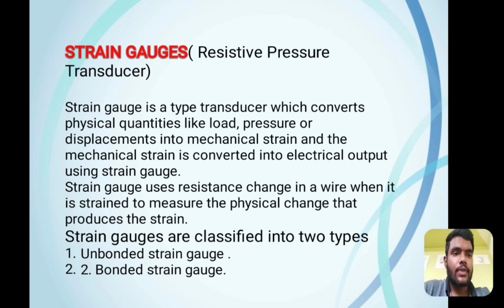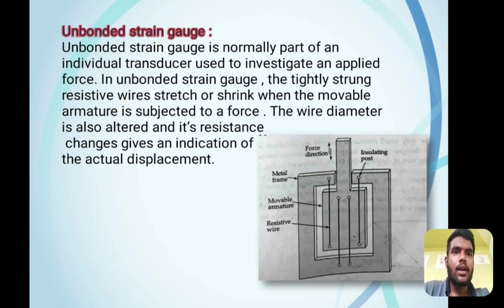Strain gauges are classified into two types: unbonded strain gauge and bonded strain gauge. Unbonded strain gauge is normally part of an individual transducer used to investigate and apply force. In unbonded strain gauge, the tightly stretched resistive wires stretch or shrink when the movable armature is subjected to a force. The diameter is also altered and its resistance gives an indication of the actual displacement.